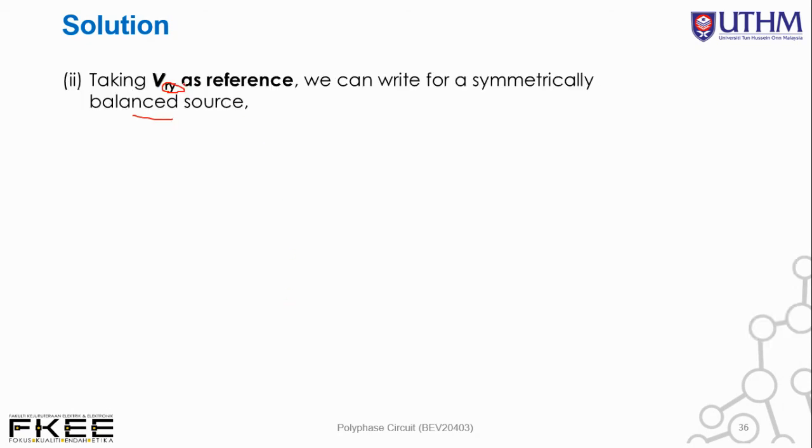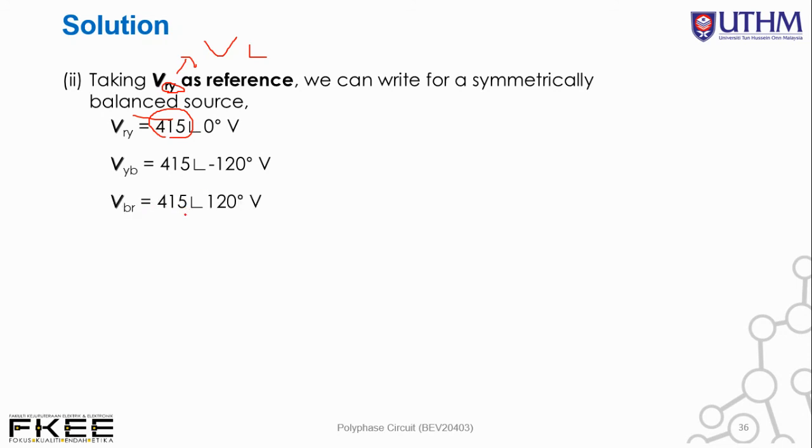So what about taking VRY, the line voltage, as the reference? We can write for a symmetrical balanced source VRY, 415 for the line voltage, zero angle. VYB is 415 at minus 120, and VBR is 415 at 120. Again, for a symmetrical balanced source, they are always separated by 120 degrees, because we have 360 for a full circle divided by 3, so we get equally 120 degrees each.